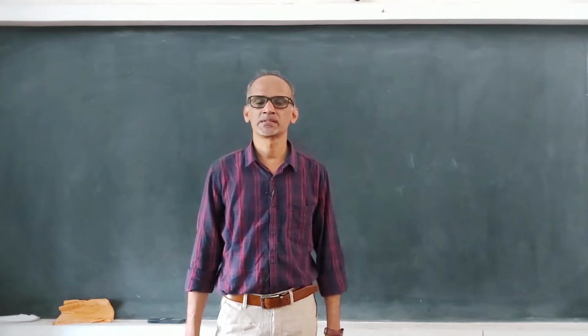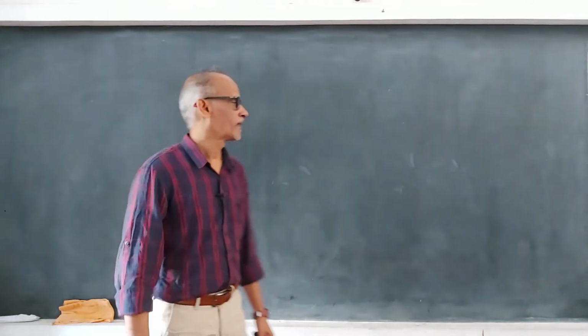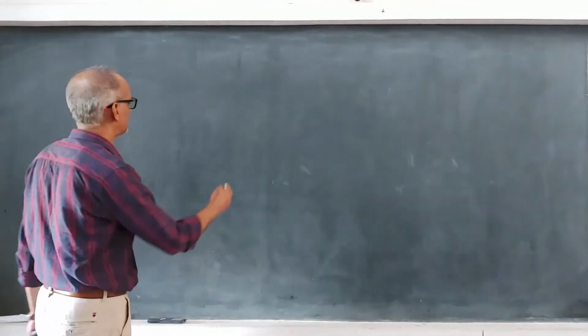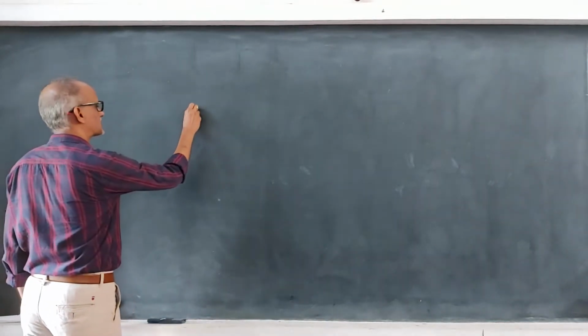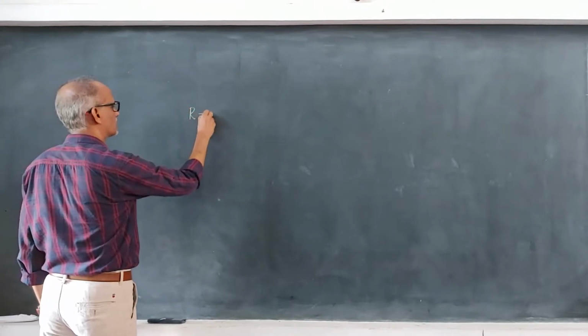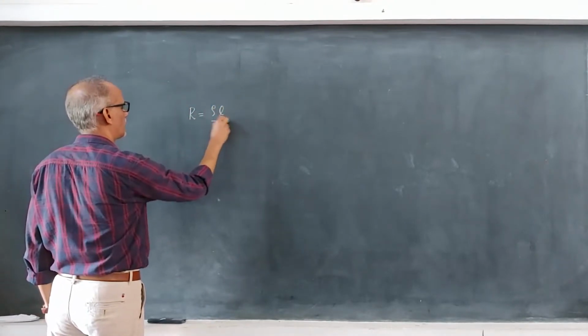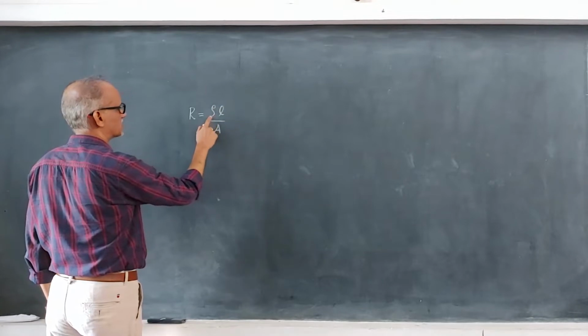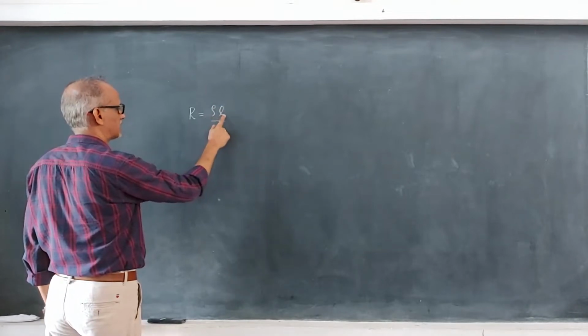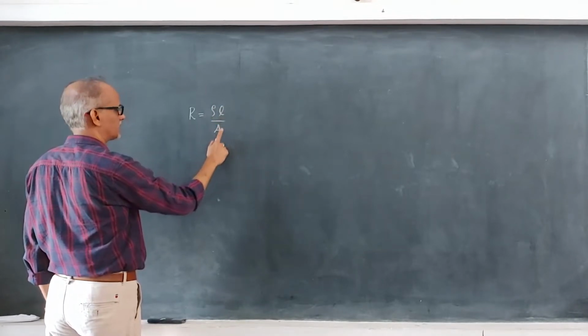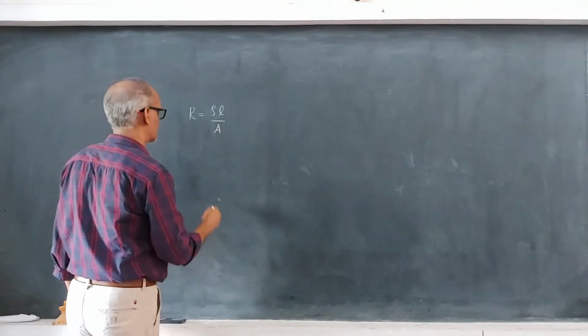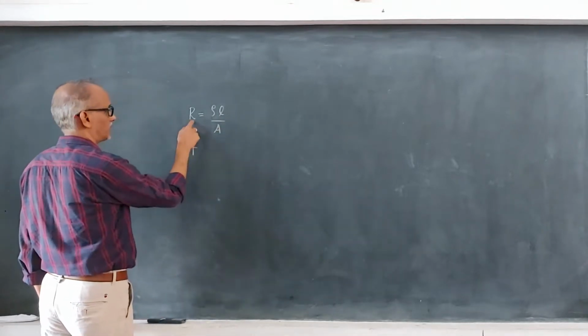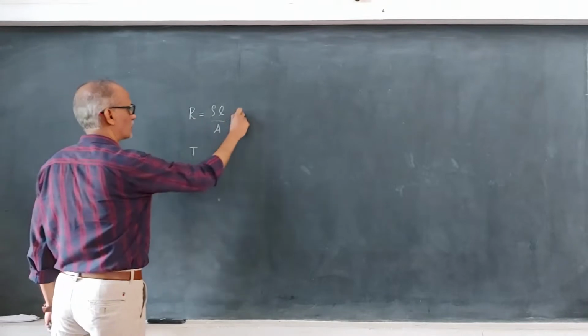Dear students, let us continue with the topic current electricity. Two important equations that I have explained. One is the equation for the resistance, R is equal to rho L by A, where rho is the resistivity of the material of the wire, L is the length of the wire, and A is the area of cross section, and R is the resistance which is measured in ohm.